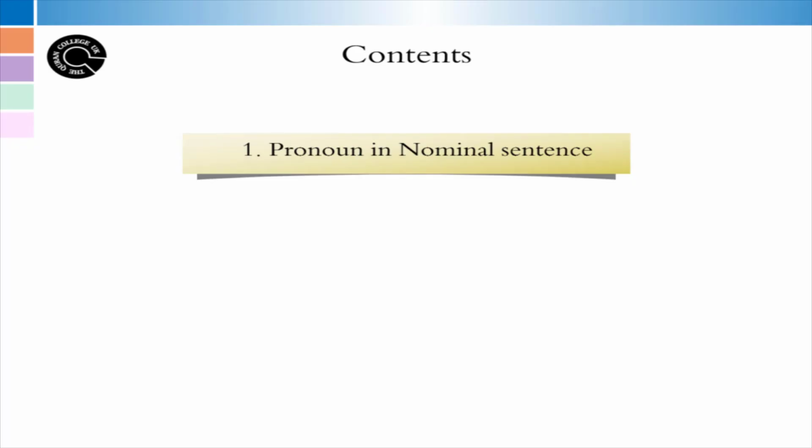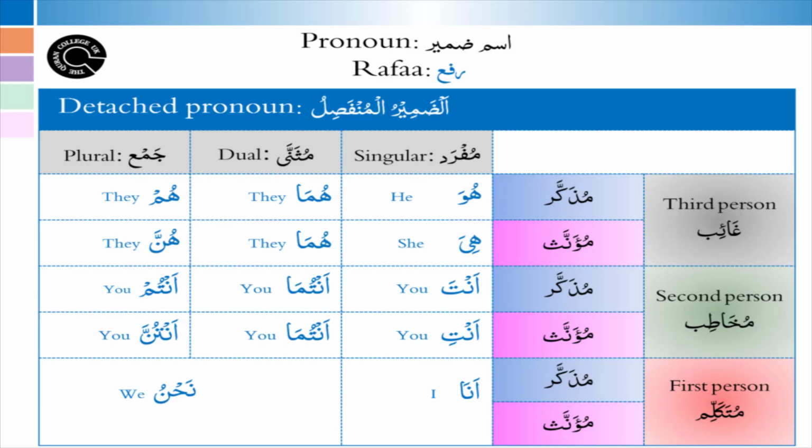In the last lesson we discussed the rules governing a nominal sentence in Arabic. We practiced our nominal sentence construction by using proper nouns. In this lesson, we will be replacing a proper noun by a pronoun in a nominal sentence. Before using the nominal sentence with a pronoun, let's revise our pronouns. We will be replacing the subject or mubtada of the nominal sentence with a pronoun.